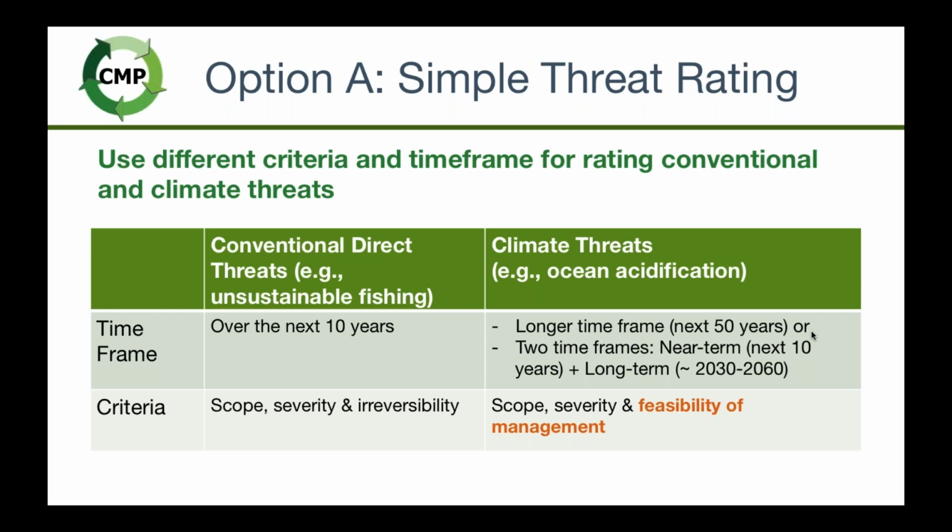And in terms of the criteria, we've found that irreversibility is always very high when you're rating direct threats, and so it's not a very useful criterion. It makes all of the climate threats end up being rated as very high, essentially. So that kind of defeats the purpose of doing a threat rating. So we're recommending that teams use the criteria of scope and severity and feasibility of management, and I will define that in a few minutes.